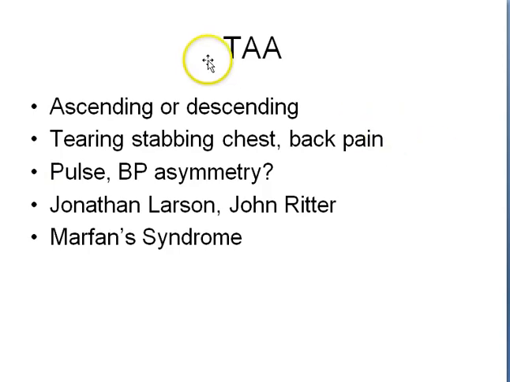So the thoracic aorta can either be an ascending or a descending thoracic aorta, very commonly complaining of tearing, stabbing chest or back pain. Their blood pressure and pulses might be asymmetrical, which is why it's always the best job initially taking bilateral pulses and bilateral blood pressures to see if it's symmetrical or close to symmetrical.